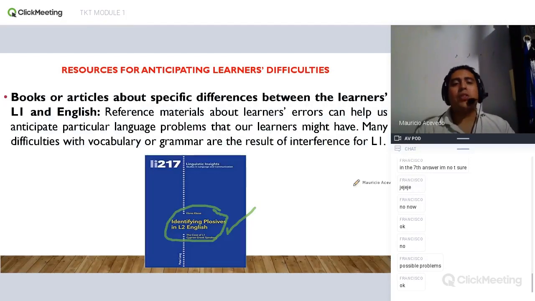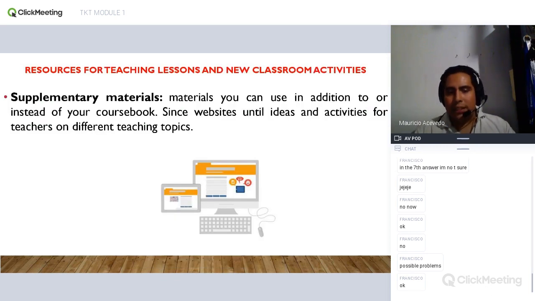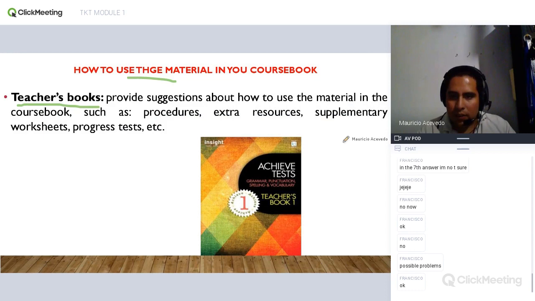We can also have some special material to identify a student's errors and how to deal with those errors, especially L1 to L2 interference, so that we can help our students before or after a topic. And the next one is supplementary material, all the internet stuff, all the worksheets, extra exercises. And finally, the course book, which is basically the teacher's book. Sometimes we have a special book for us as teachers so that we can follow the instructions, the suggestions, the tests of a course.